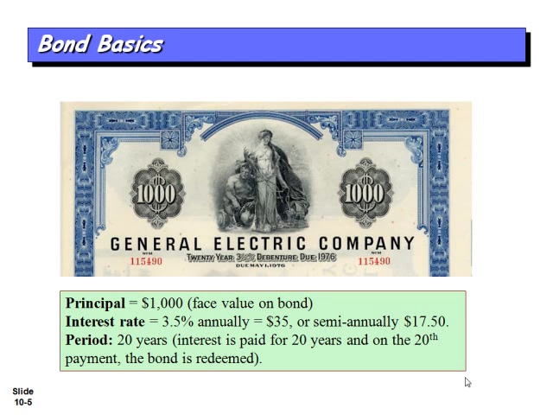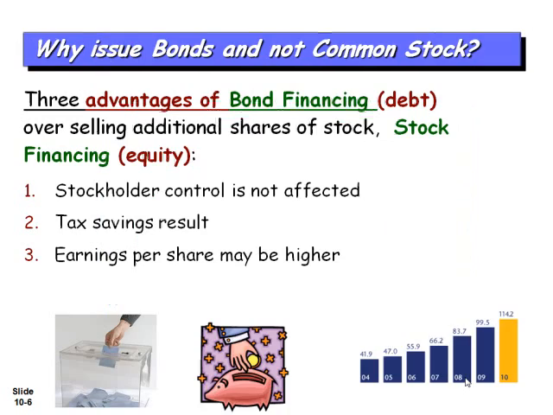You can see on this bond it's a 3.5% interest rate. And that means annually we pay the bondholder $35. Now most bonds, and in fact the bonds you will be studying, are semi-annual bonds. And so most bonds would pay the bondholders twice a year. And in this case, it would be $17.50 every 6 months. This bond is a 20-year bond, so they would pay interest for 20 years. And at the end of the 20th year, the bond would be paid back at $1,000.